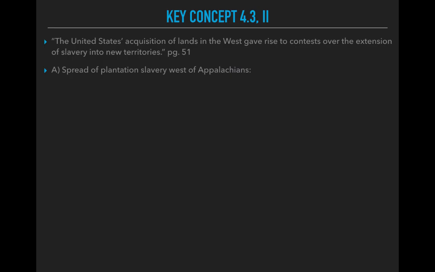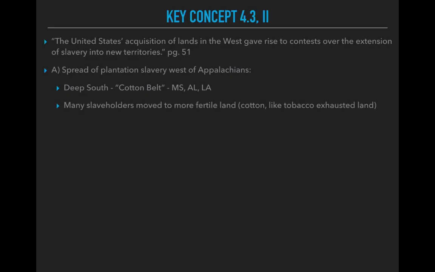That's right, the Proclamation Line of 1763, which the British government said the colonists could not expand west of. Very good, nice memory. So the Deep South, also known as the Cotton Belt, refers to new states like Mississippi, Alabama, Louisiana, which had a lot of fertile soil for the production of cotton. Many slaveholders began to move to more fertile land west of the Appalachians because cotton, similar to tobacco from colonial days, exhausted the land. It destroyed the land, and there was a constant need for new fertile soil.